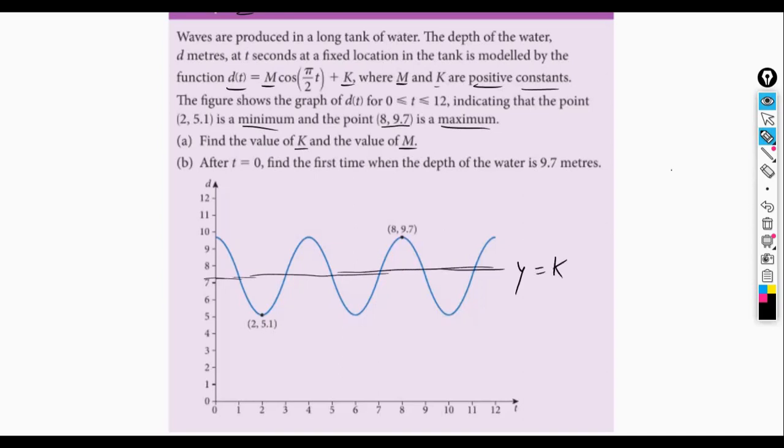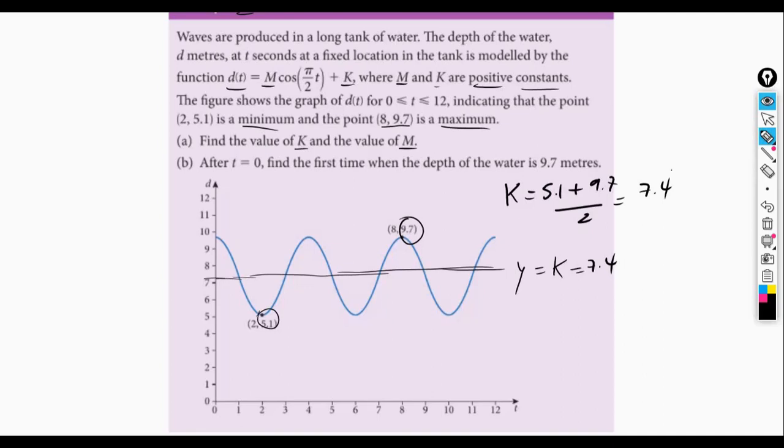So how can we find k? Well, k is going to be the midpoint between the minimum and the maximum. So all we have to do is add them and divide them by 2. So we'd say k is equal to 5.1 plus 9.7 divided by 2, and this is going to give us 7.4. So that's k. This equals 7.4.